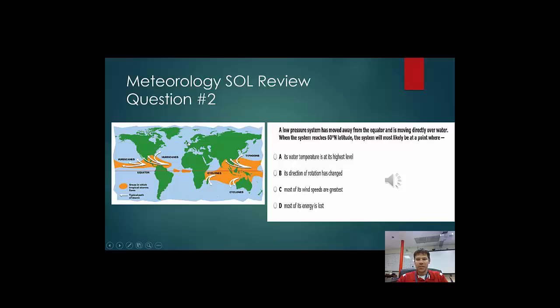So the answer to this question is most of its energy will be lost, D, because a hurricane can't survive without water temperatures that are at least close to 80 degrees. So the answer is D, most of its energy is lost.